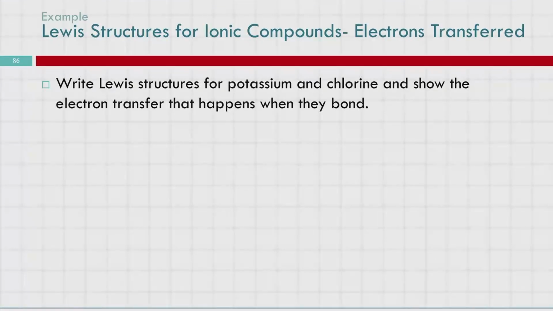So if we have a reaction between potassium and chlorine, potassium is K. It's got 1 valence electron. It's an alkali metal. Chlorine, Cl, is a halogen. It's got 7 valence electrons. So those would be our valence electrons shown as Lewis dot structures. And the bond, the electron transfer, is the electron moving from potassium to chlorine.